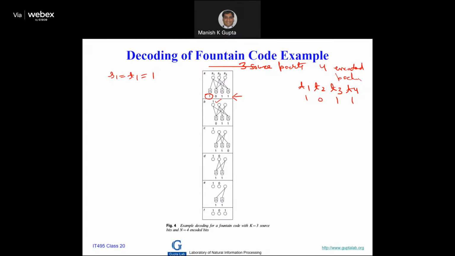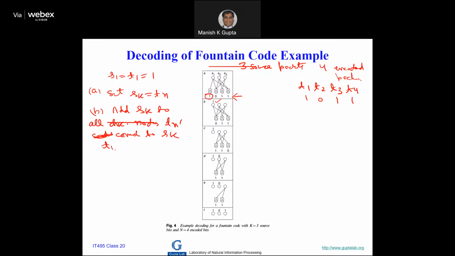Next, what you do: I am writing a general algorithm here. First, set sk equal to tn. Then add sk to all check nodes tn prime that are connected to sk, so tn prime is equal to tn prime plus sk. So what I am going to do here, I take this.